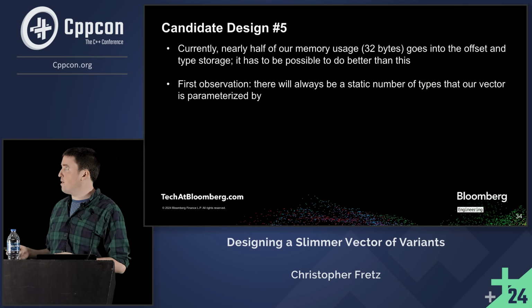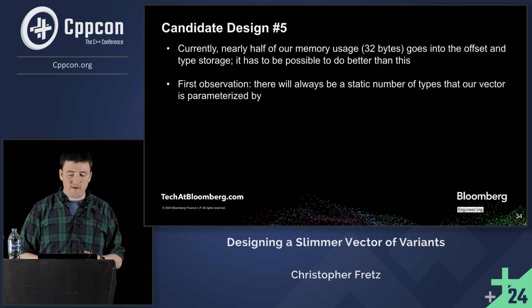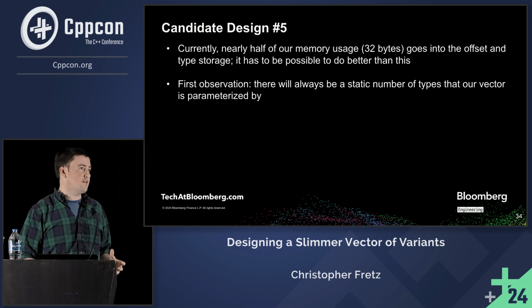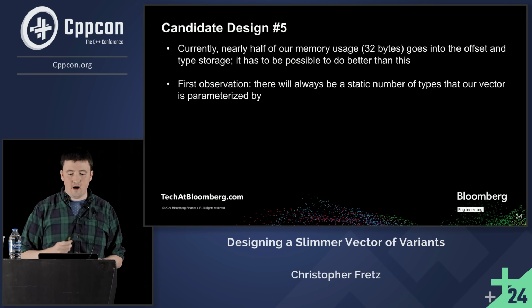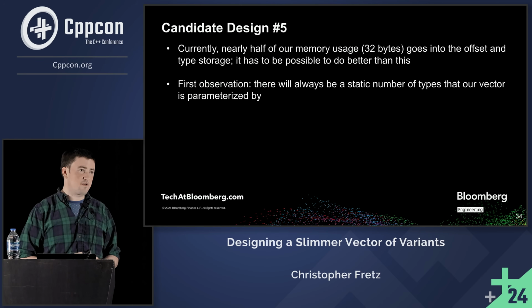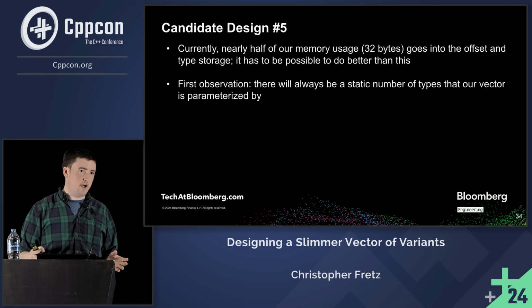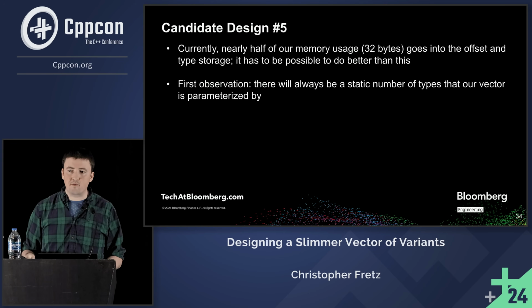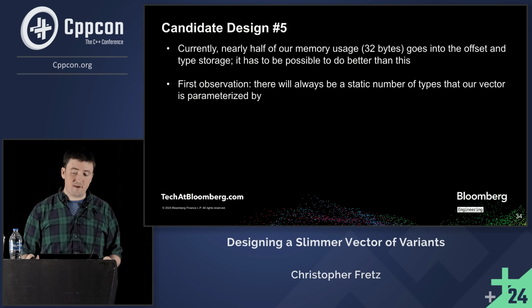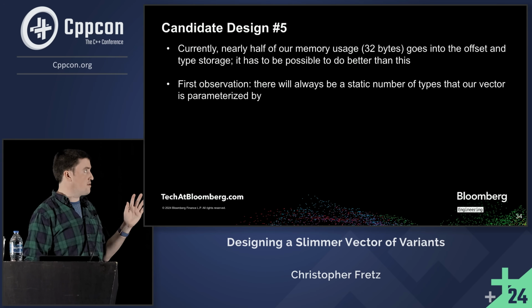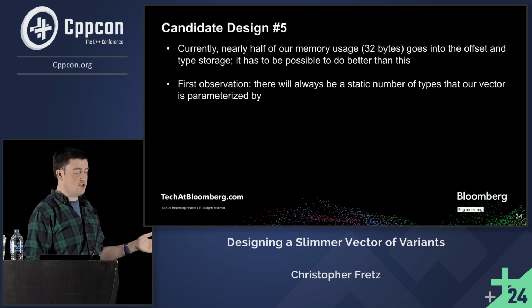So a couple observations here. First off, for any specific instantiation of this vector class, there will always be a static number of types that our vector is parameterized by. From one specialization to another, it's not going to be the same set of types. It might not be the same number of types. But for any specific specialization of this, the number of types is never going to change by definition.